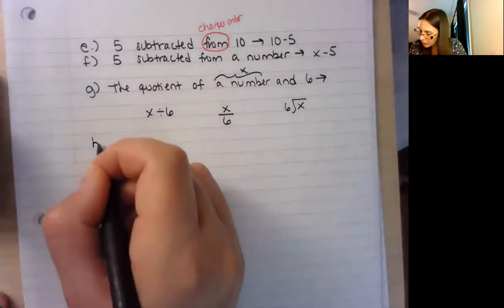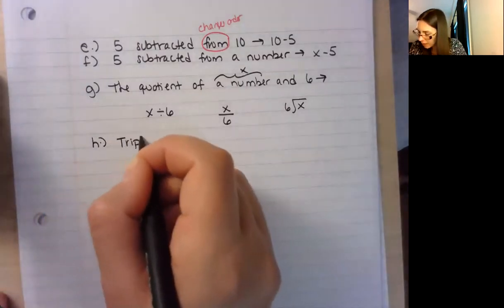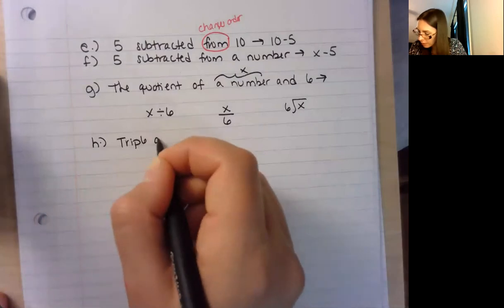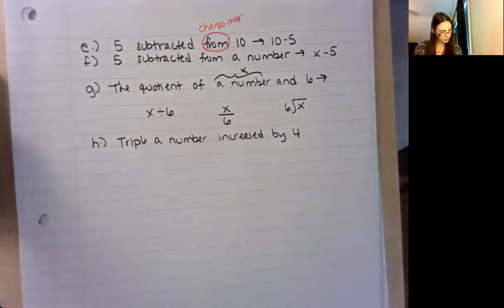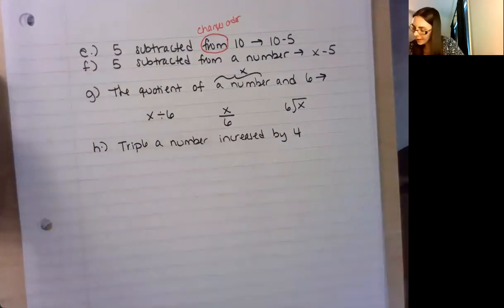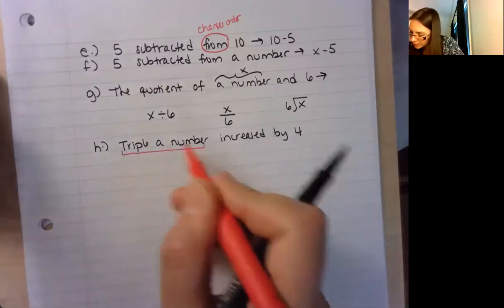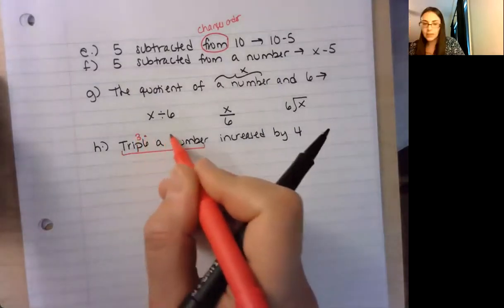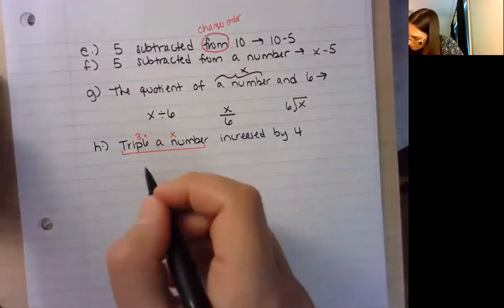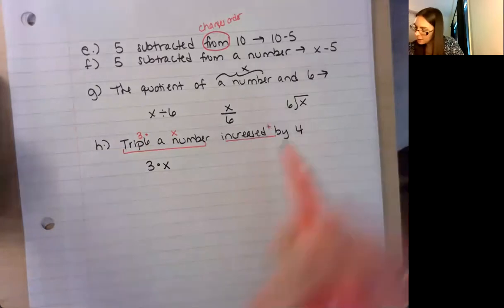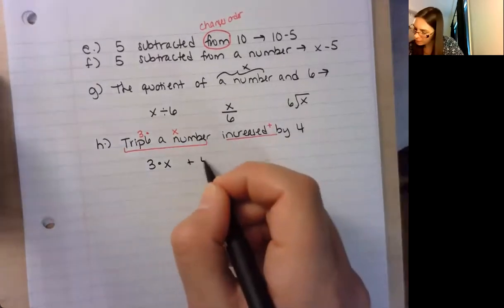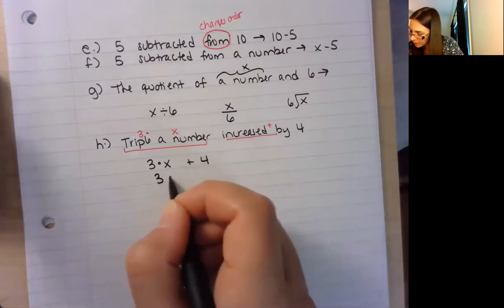Let's do one more. What if I say triple a number increased by 4? Well, triple a number. Triple means to multiply it by 3, right? So we're doing 3 times a number. And increased by typically is to add. So plus 4. So this just becomes 3x plus 4.